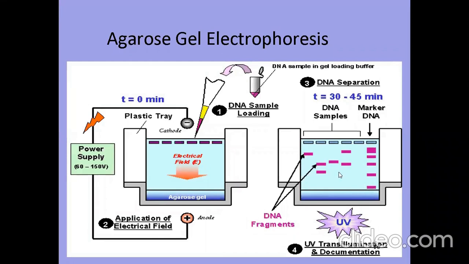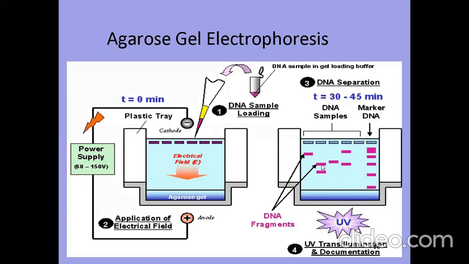But we will track the movement of the DNA through loading dyes. The loading dye will tell us where the bands probably are, and we can then visualize the gel under UV, and we can see the bands then.